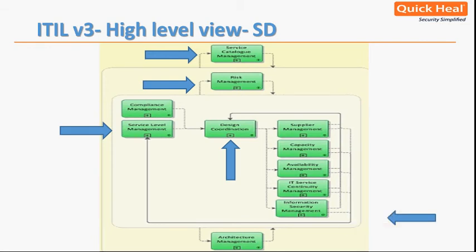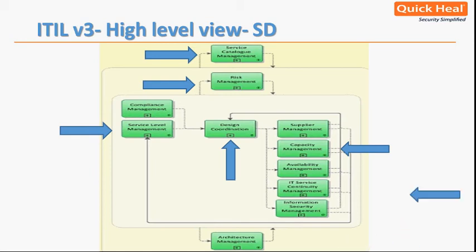Moving on, we have capacity management. What it does is ensure that IT resources are right-sized to meet the current and future business requirements. It follows three sub-processes. Those are business capacity, service capacity, and component capacity.